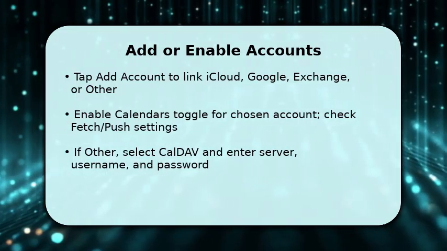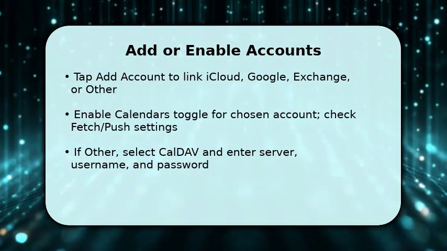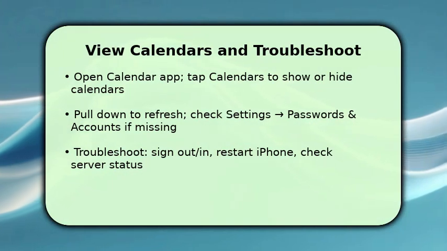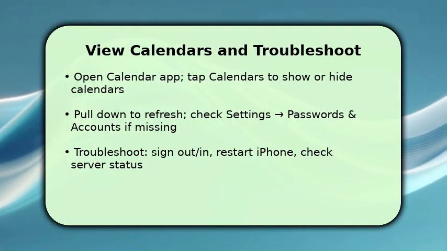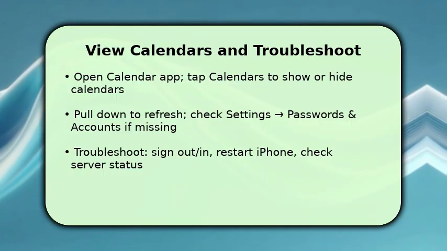Once authenticated, the account should appear with calendars active. Give it a moment to sync. Open the Calendar app and tap Calendars at the bottom to show or hide calendars you just enabled. This controls visibility. Pull down in the app to force a refresh and wait for events to appear.